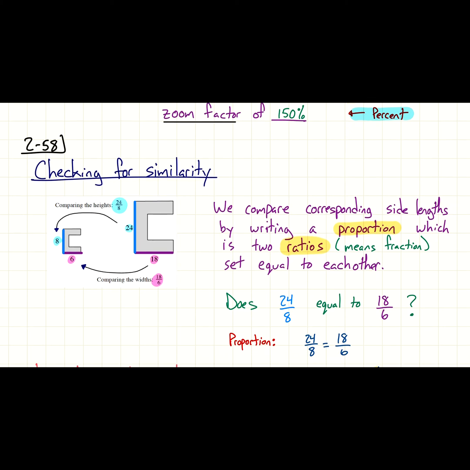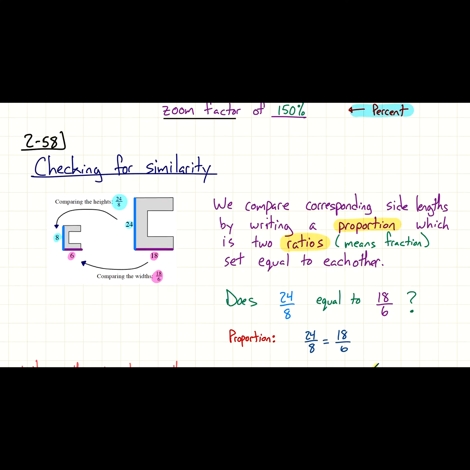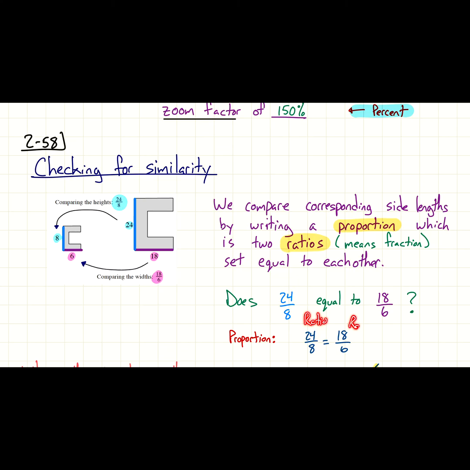All right, so in order to understand that, we set up a proportion. Okay, so this is what a proportion is. It's two fractions equal to each other. Each one, this is a fraction. It's also known as a ratio. This one's also a ratio. Ratio just means fraction. And so I'm setting these two fractions equal to each other, and I'm going to compare them that way. If these two fractions are equal to each other, then we could say these corresponding sides are proportional, which could lead us into proving that they're similar if we didn't already know that they were.